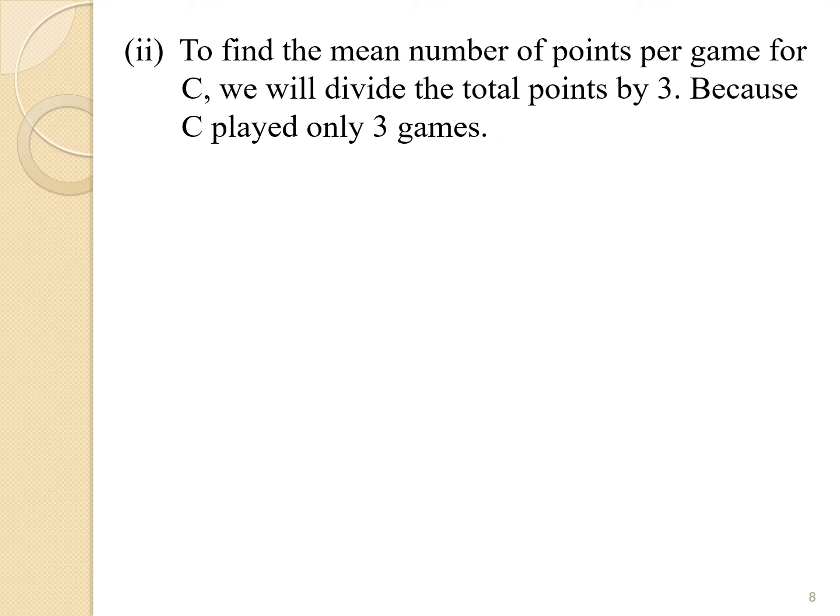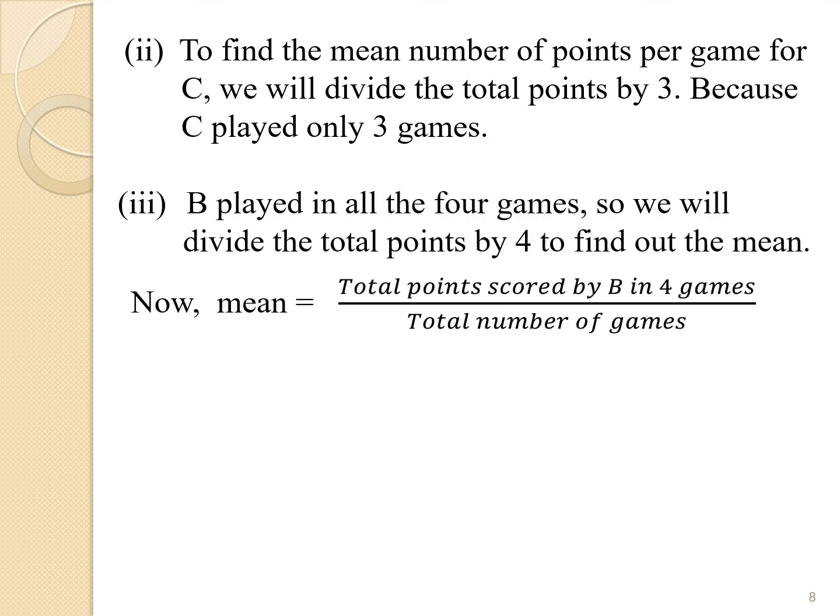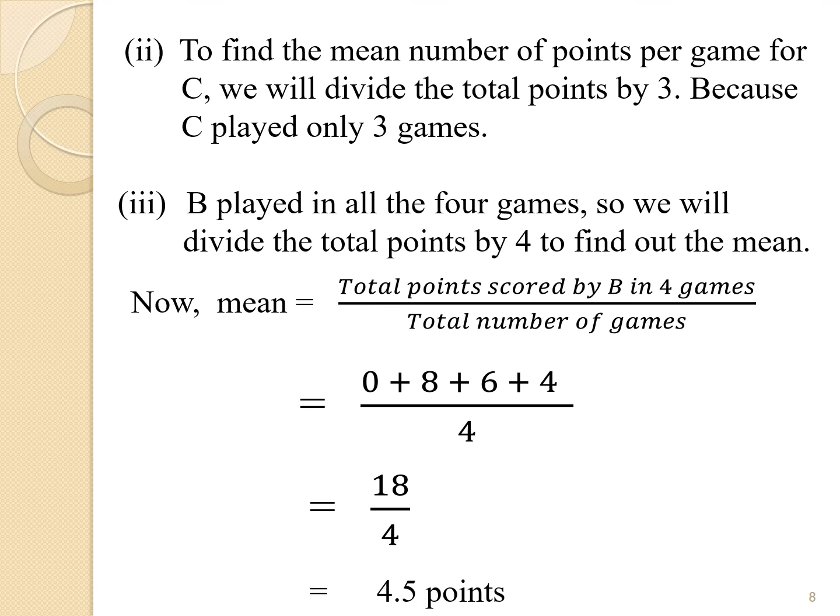Now, sub question 3. B played in all the 4 games. How would you find the mean? The answer of this question is, B played in all the 4 games. So, we will divide the total points by 4 to find out the mean. Now, let us find out the mean. Mean equals total points scored by B in 4 games upon total number of games equals 0 plus 8 plus 6 plus 4 upon 4 equals 18 upon 4. Now dividing 18 by 4, we get 4.5 points. Thus, mean of B equals 4.5.